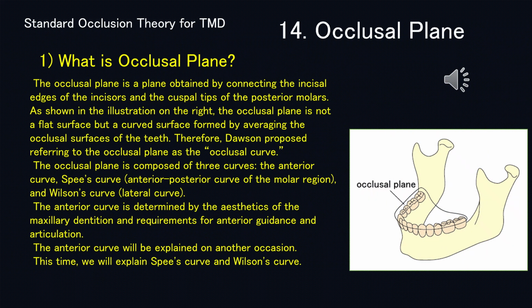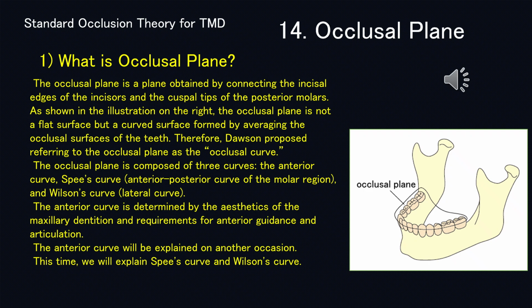1. What is occlusal plane? The occlusal plane is a plane obtained by connecting the incisal edges of the incisors and the cuspal tips of the posterior molars. As shown in the illustration on the right, the occlusal plane is not a flat surface but a curved surface formed by averaging the occlusal surfaces of the teeth. Therefore, Dawson proposed referring to the occlusal plane as the occlusal curve.